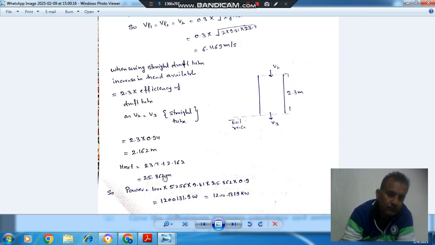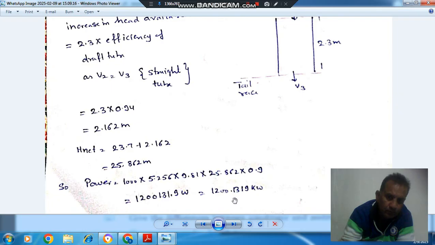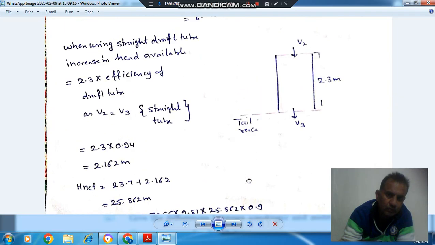So power will be again rho Q g H net into overall efficiency. Now H net is 25.862 meters. So power will be 1200.1319 kilowatts. So I'm repeating again.